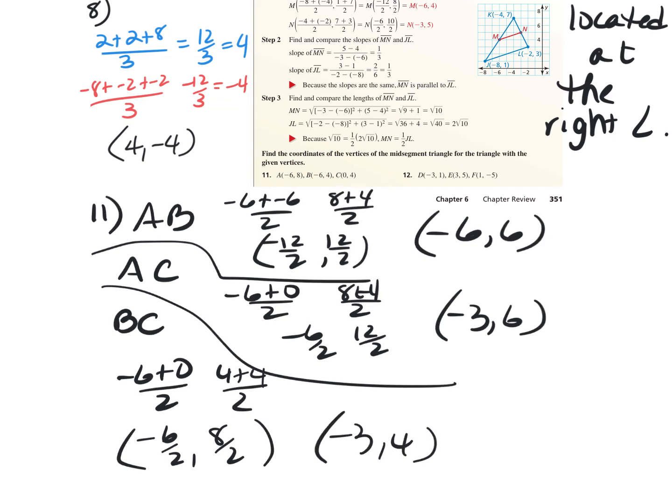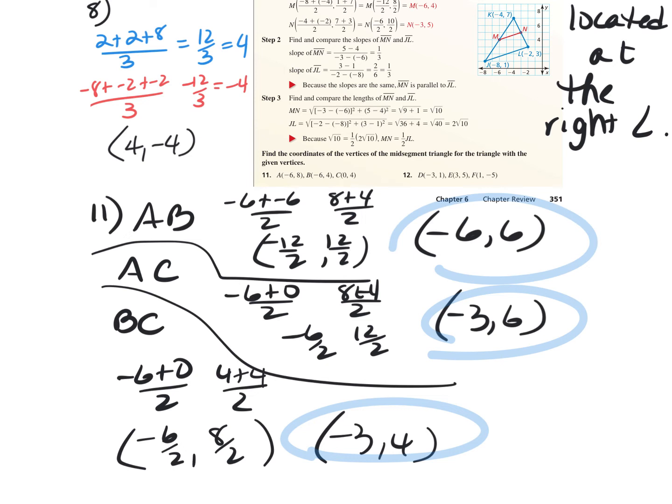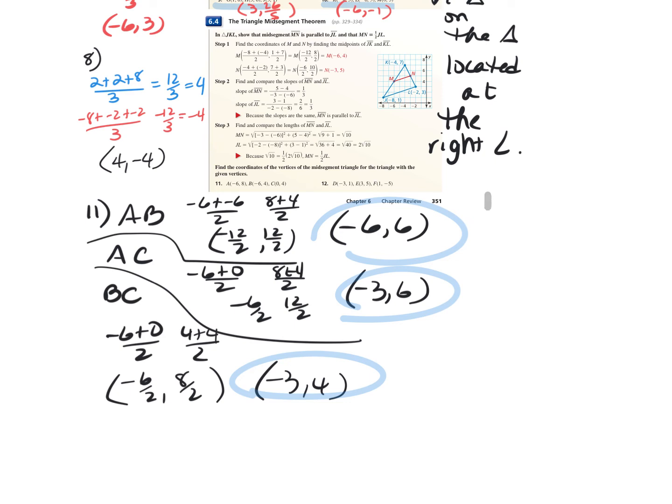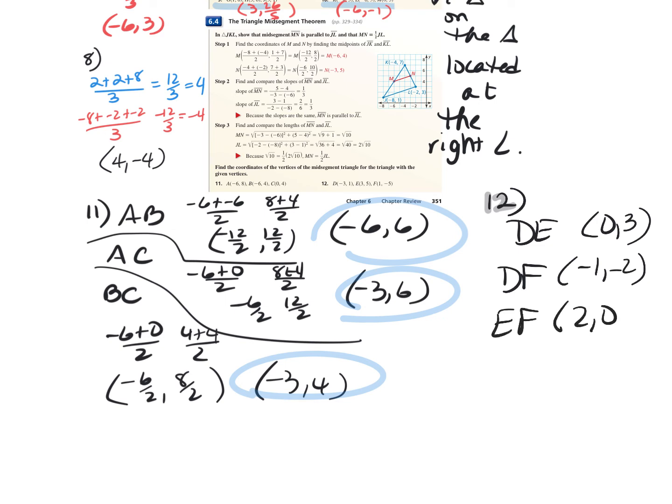So these are the 3 vertices of the mid-segment triangle. It's just the midpoints of the 3 sides of the original triangle. You'll do exactly the same thing for number 12. You're going to find the midpoints of the 3 sides. So for number 12, you need to find the midpoint of DE, which is 0, 3, the midpoint of DF, which will be -1, -2, and then finally the midpoint of EF, which will be 2, 0. And then once you connect those midpoints, that forms your mid-segment triangle.